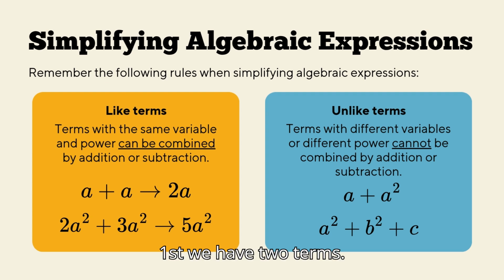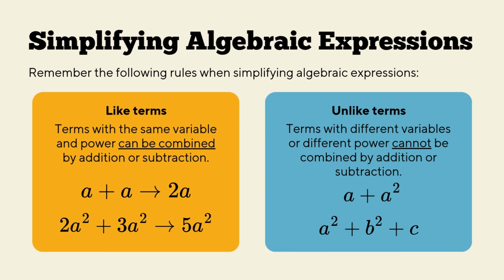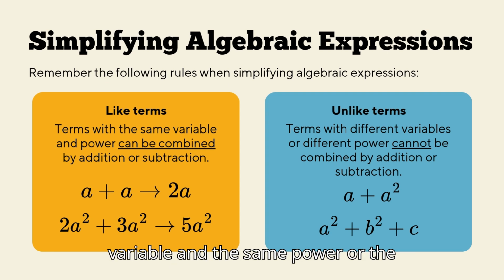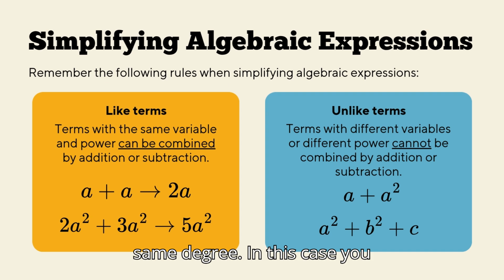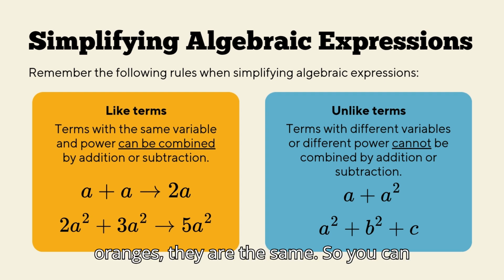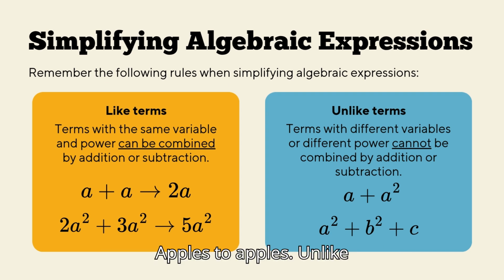First, we have two kinds of terms: like terms and unlike terms. Like terms are just terms that have the same variable and the same power, or the same degree. In this case, you can add or subtract. Just like with apples and oranges, you can add oranges to oranges, and you can add apples to apples.